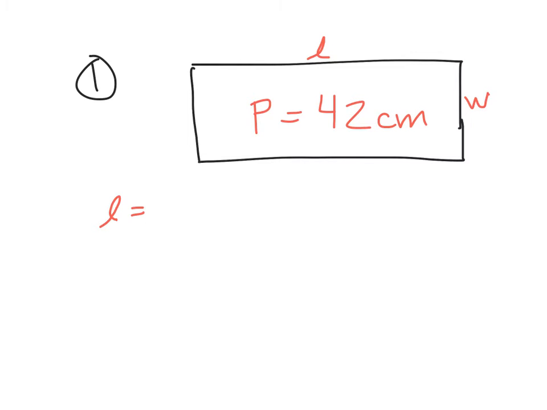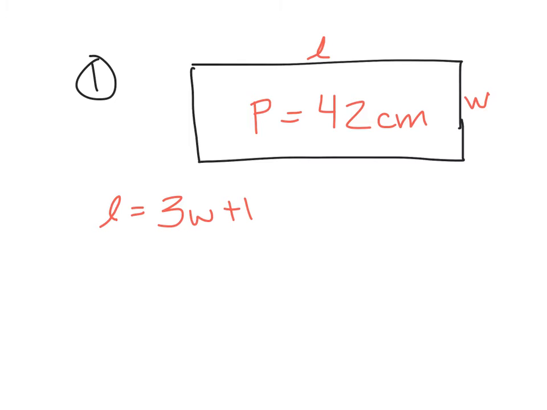The length is 1 more than 3 times w, so 3w plus 1. Does that make sense? Length is 1 more than 3 times w, so you do 3w plus 1.